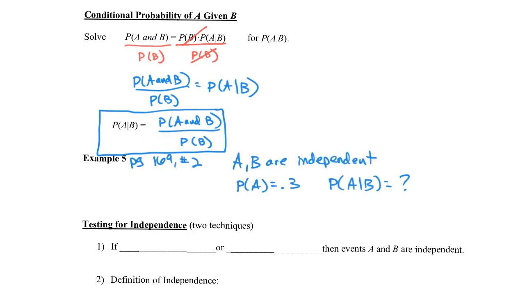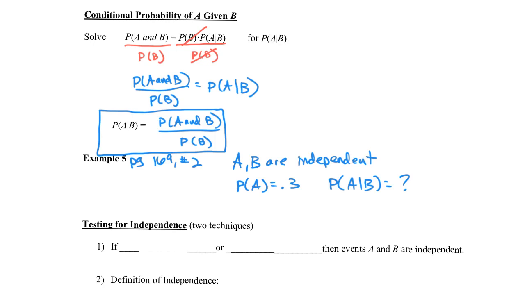So for example 5, let's look at page 169, number 2. Basically it's section 4.2, problem number 2. It says if two events A and B are independent, and the probability of A is 0.3, what is the value of the probability of A given B? See if you can figure that one out. It's almost a trick question. Take a minute, see if you can figure it out, and then come on back.